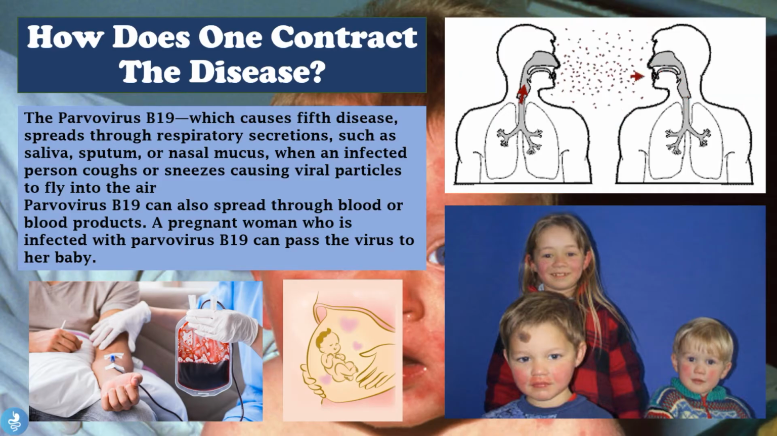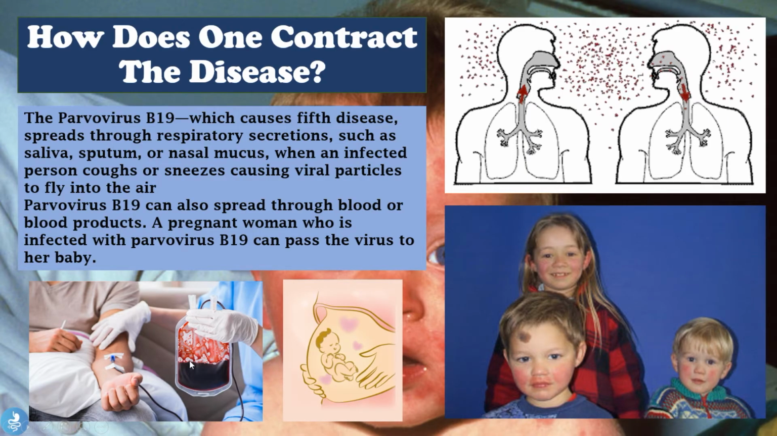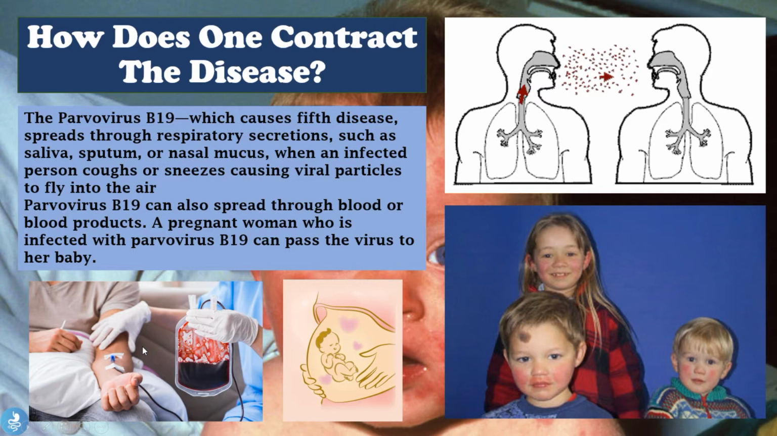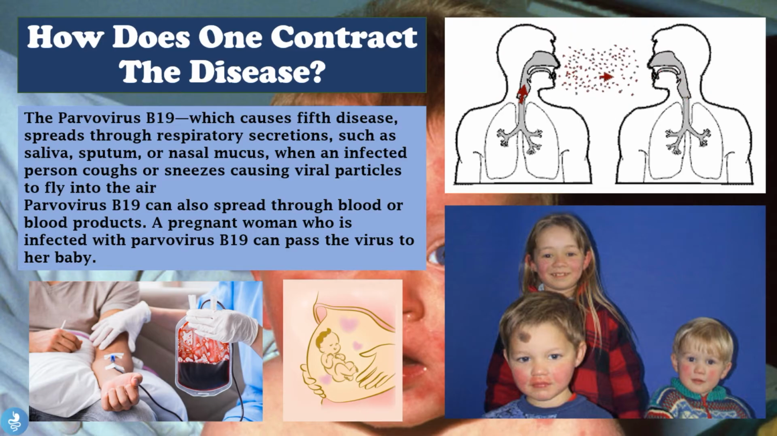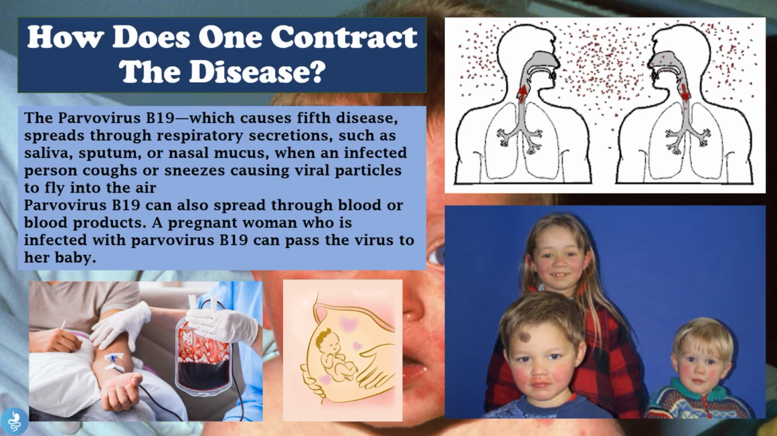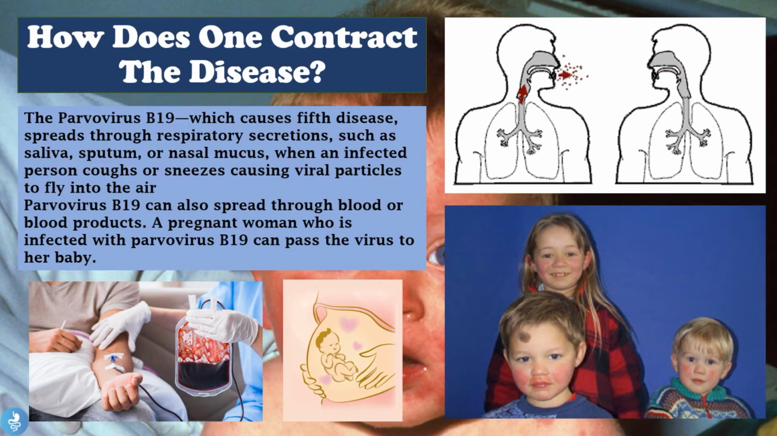The Parvovirus B19 can also spread through blood or blood products. This means that it can be spread through a blood transfusion, either of whole blood or even platelets or something like that. And a pregnant woman who is infected with Parvovirus B19 can pass the virus on to her baby. So as we can see, the disease can be spread in multiple ways.